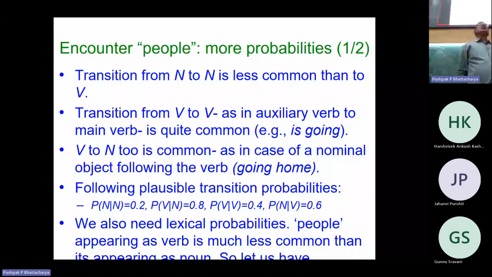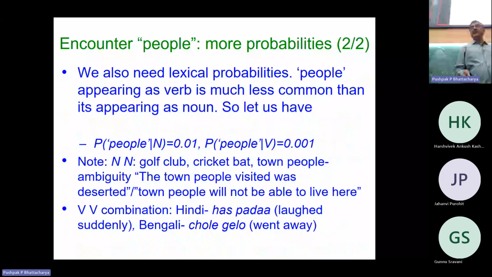We also need lexical probabilities. There are some more probability values. People appearing as verb is much less common than its appearing as noun. So let's have probability of people given noun is 0.01 and probability of people given verb is 0.001, 1/10 the probability. It will be much smaller.